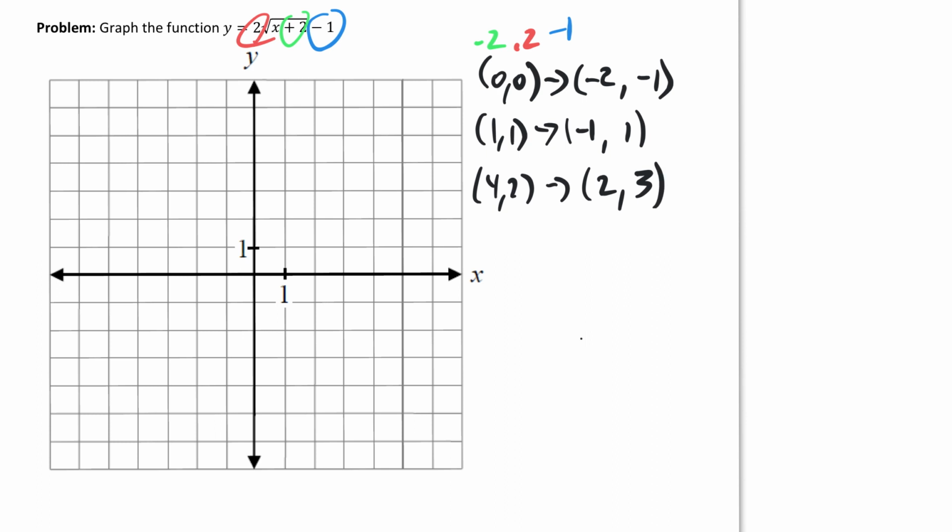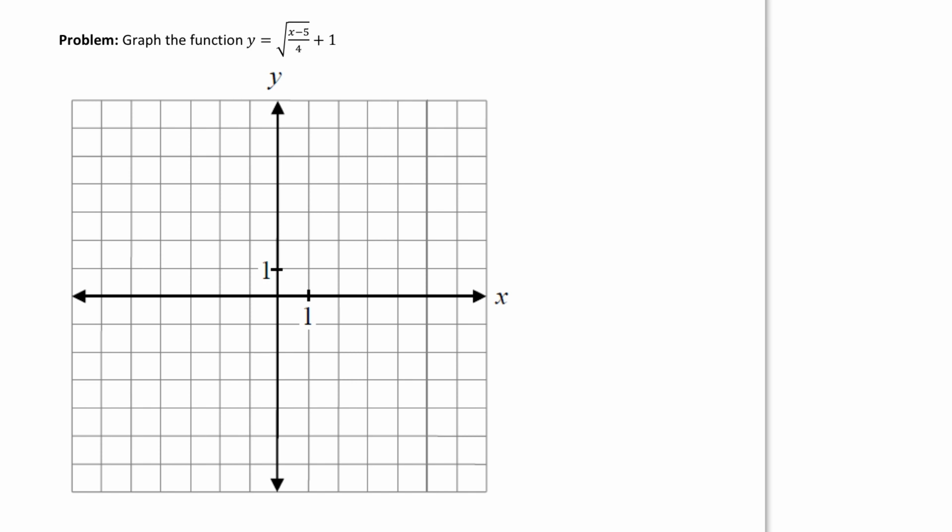So now we have our points. Let's go ahead and plot them on the graph: (-2, -1), (-1, 1), and (2, 3). Again, we connect the dots with that nice smooth graph. And you can see this graph is a little bit taller than the base graph, and that's because of the vertical stretch by a factor of 2.